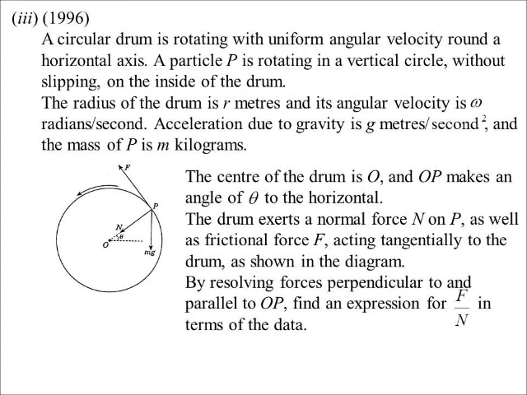There'll also be, what else have they defined for us? There's a frictional force, because the ball will be rolling on the surface, so there'll be a resistance to that. That'll be in the direction of the tangent. I think that's all we need. We now have to find an expression for friction over the normal force, so F over N.